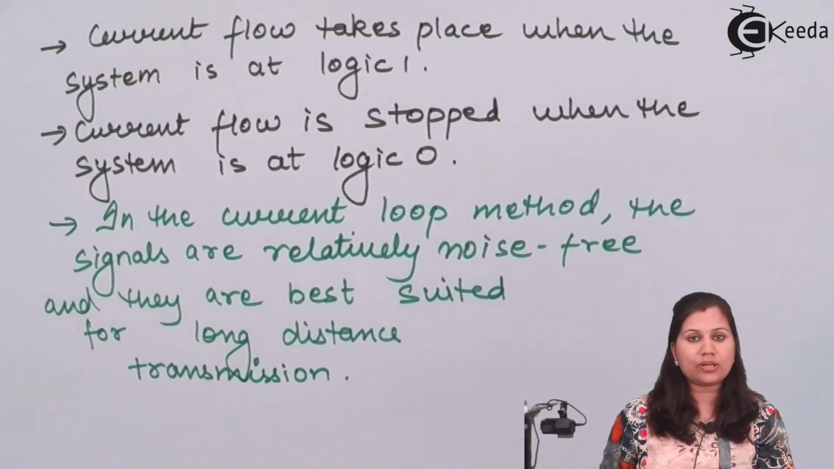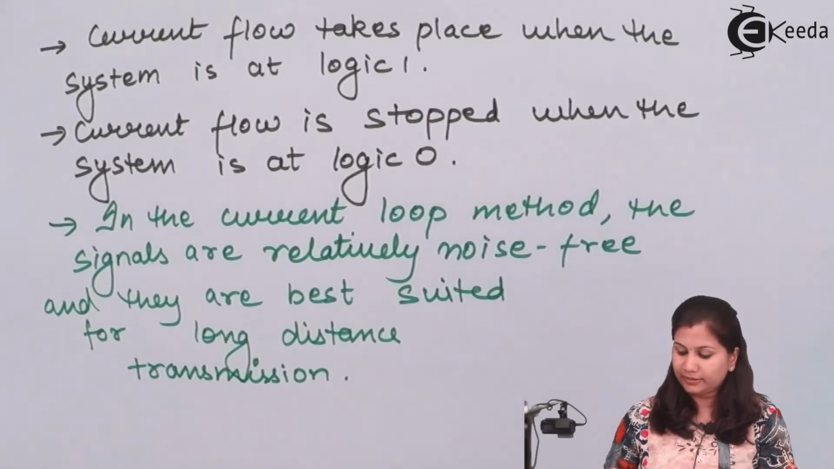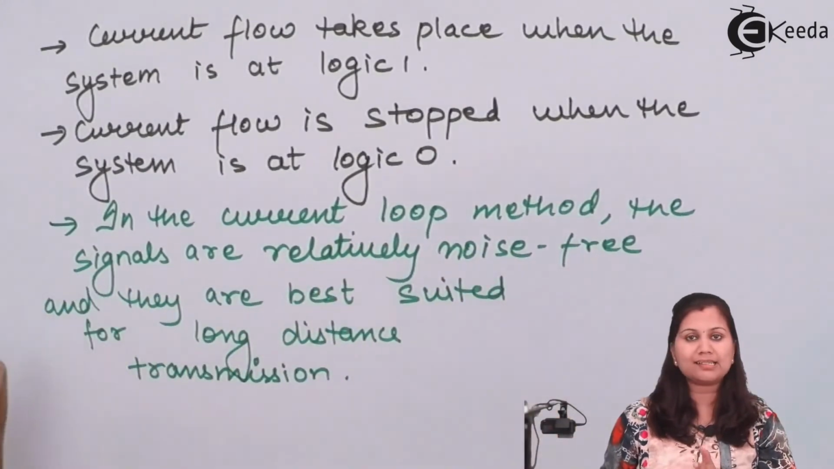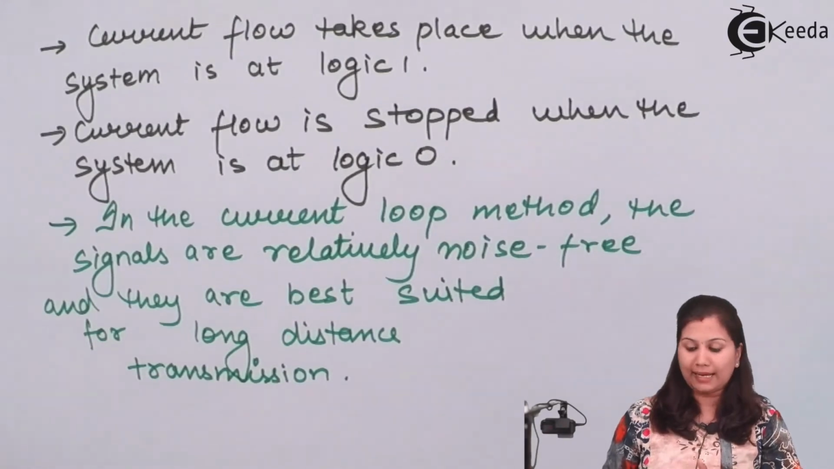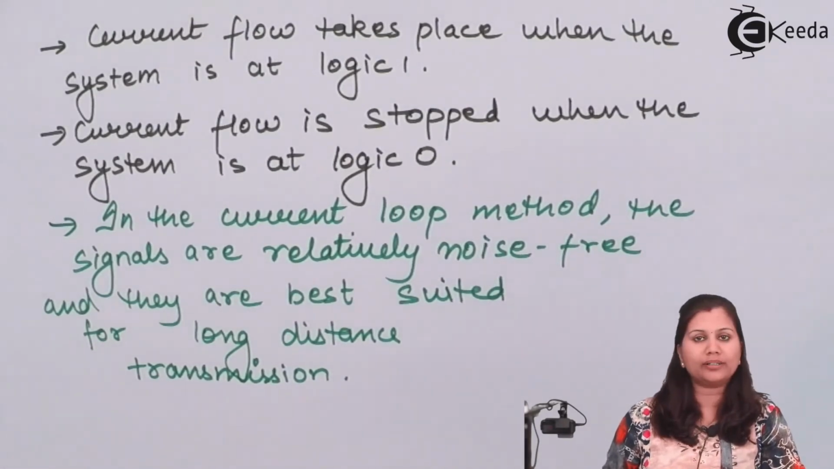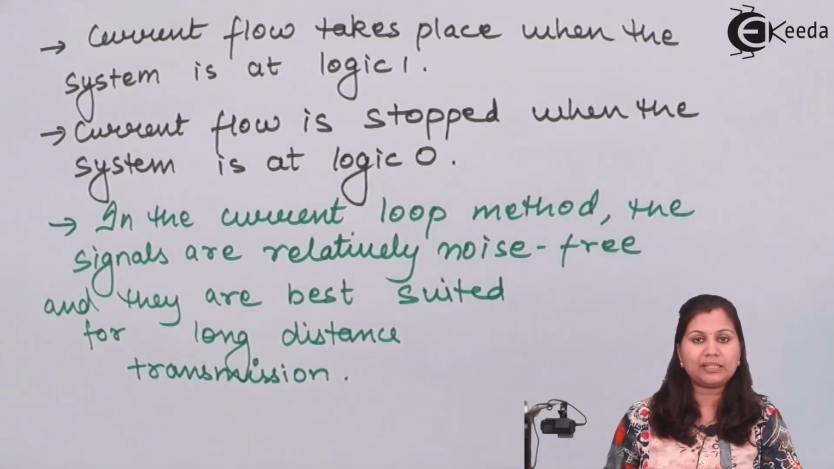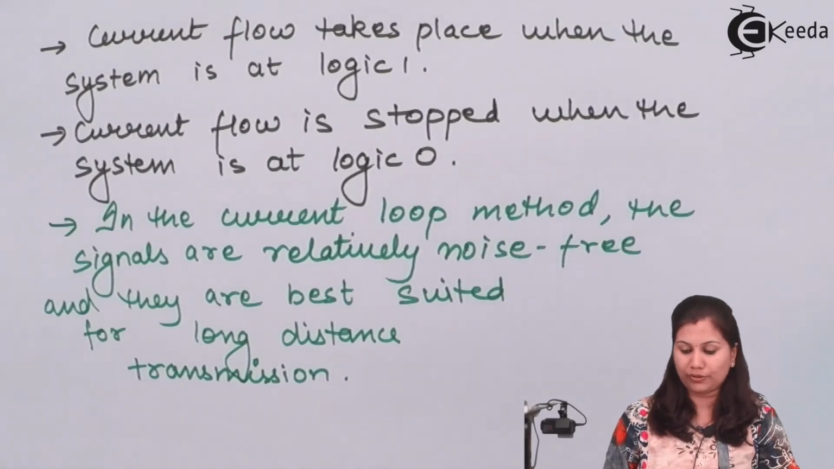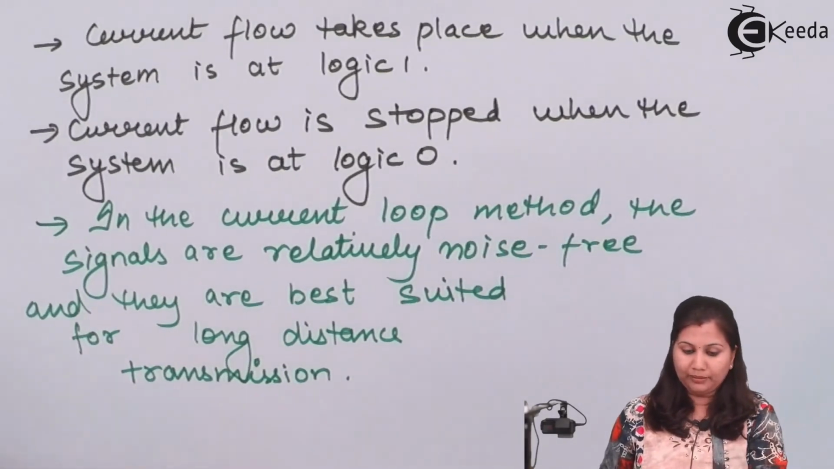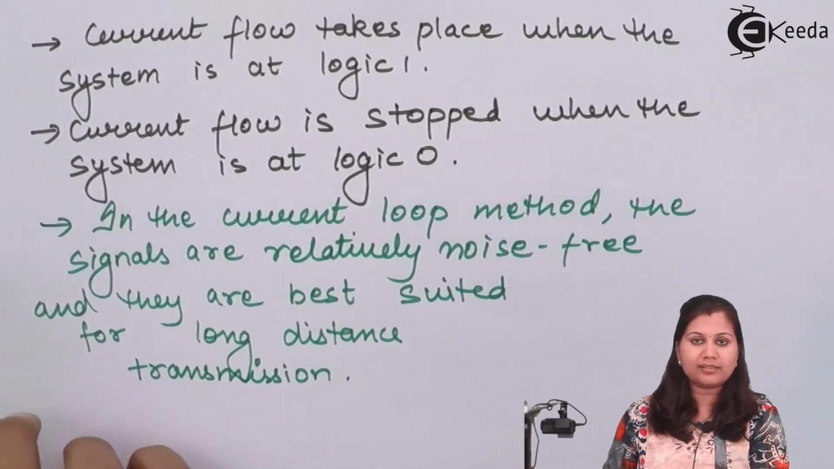When the data is transmitted in the form of current, then in the current loop method, the signals are relatively noise free, and this is best suited for long distance transmission. So we prefer transmitting the data in the form of current in place of voltage. Up till now, many interfacing standards have been developed for serial communication. Here we will study some of their names.